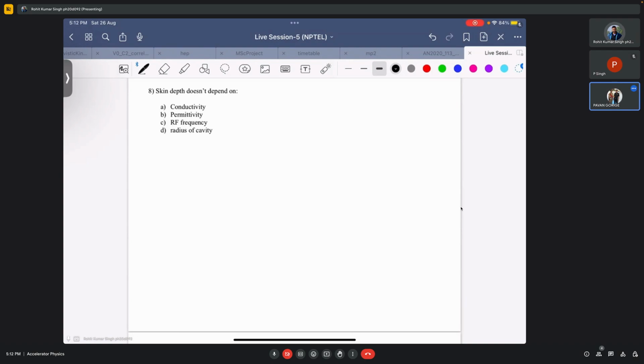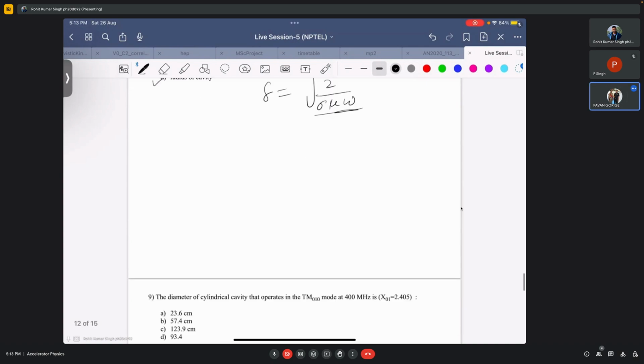Again, we have the same kind of question. Skin depth, I explained skin depth to you. It doesn't depend on which of these: conductivity, permittivity, RF frequency, radius of the cavity? Which one is the correct option? Can you guess? Skin depth depends on conductivity, obviously, because the waves are going inside the conductor. How deep it penetrates should depend on the conductivity, right? Radius has nothing to do with the skin depth. Also from the formula I wrote down, all the three parameters are there. Radius is not there.